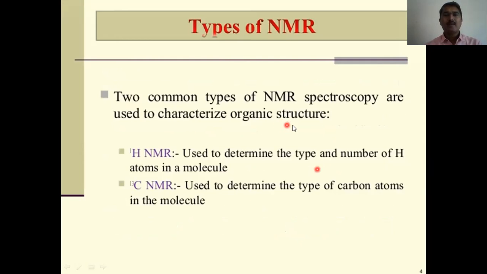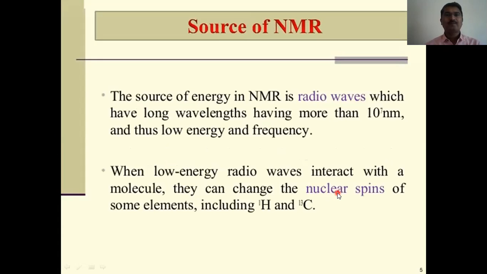Two common types of NMR spectroscopy are used to characterize organic structures. H1 NMR is used to determine the type and number of the hydrogen atoms in the molecules. C13 NMR is used to determine the types of carbon atoms in the molecules.